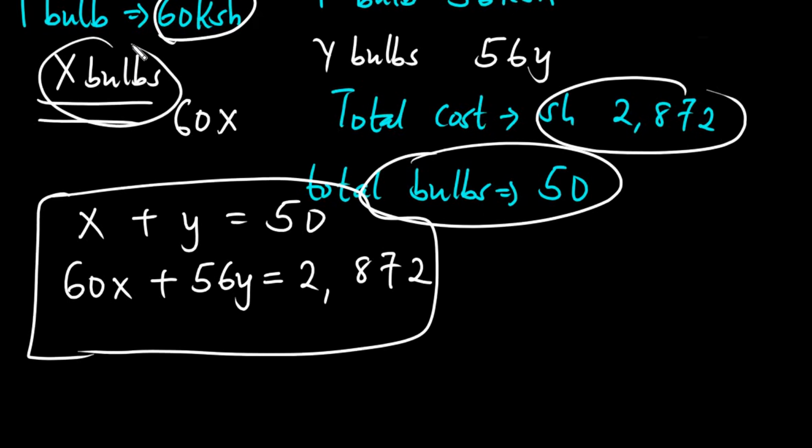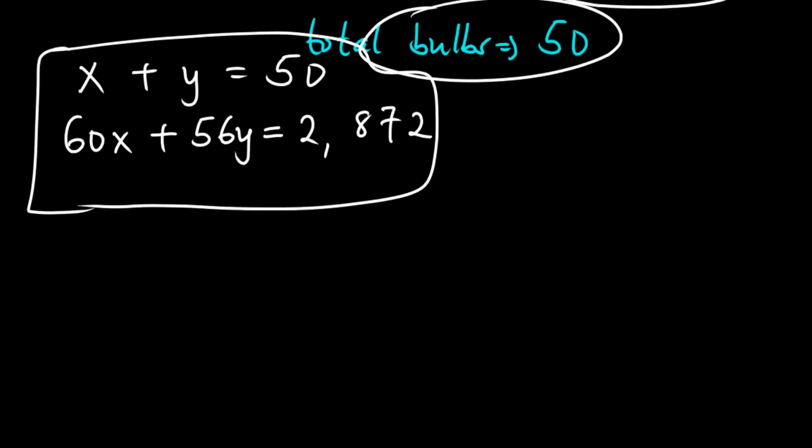Sometime back in the past, we learned how to solve a set of simultaneous equations. If you never had a chance to watch that video, I'm going to leave the link in the description box so that you can check out that lesson. There are many methods of solving simultaneous equations: elimination method, substitution, matrix method, and many others. For this case, I'm going to use the substitution method, but you can also use other methods and confirm thereafter whether they give the same answer.